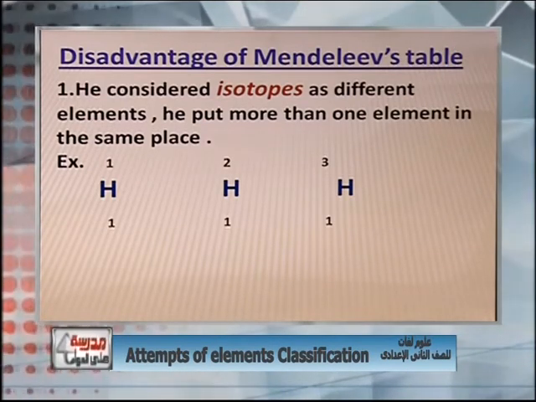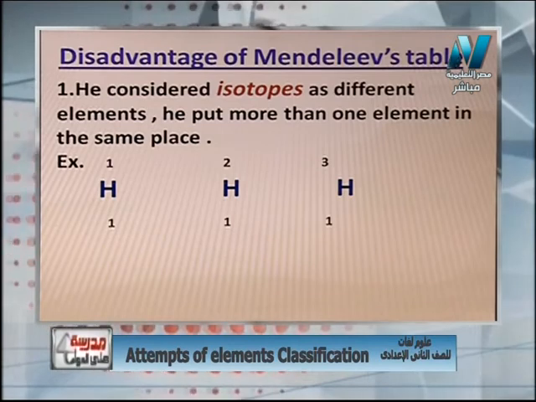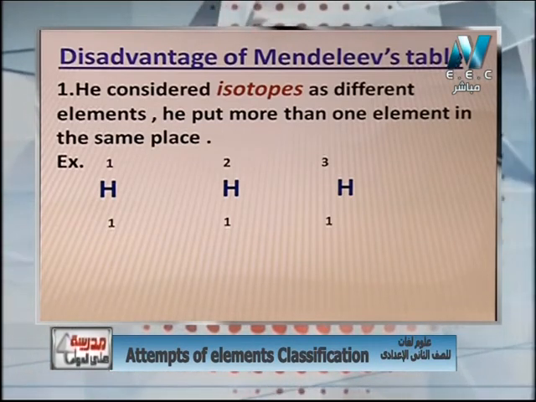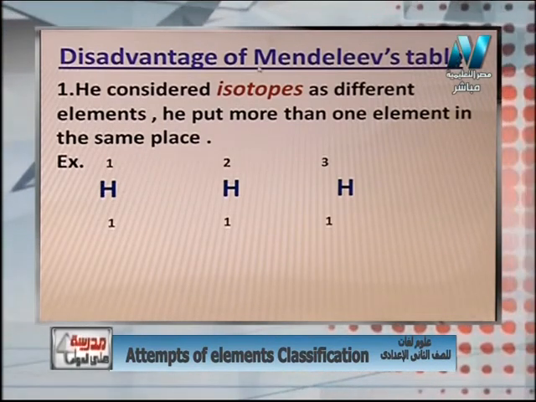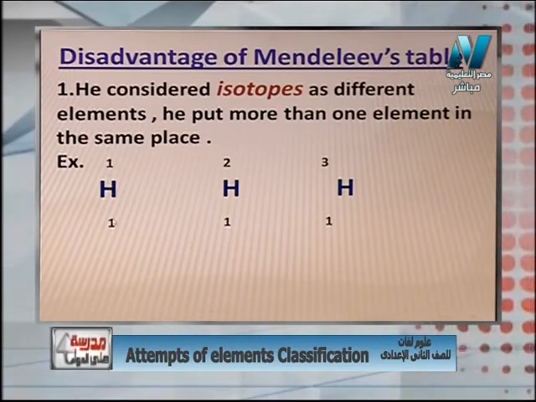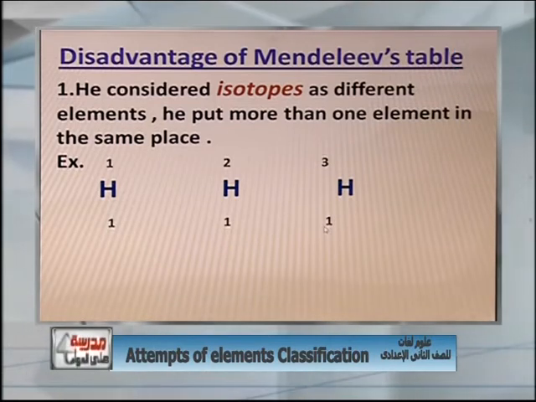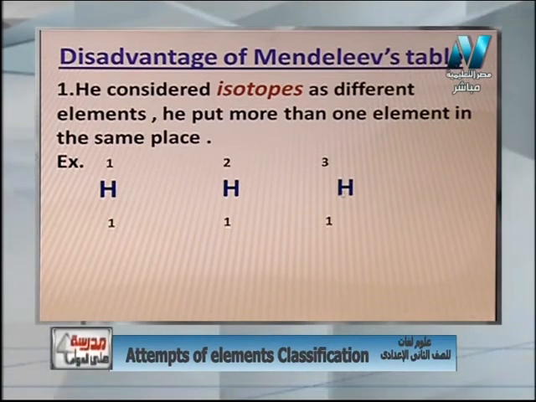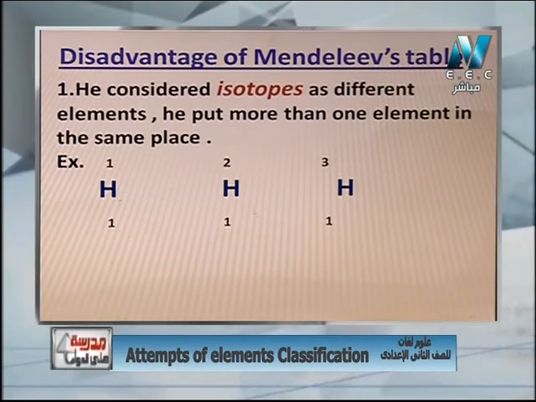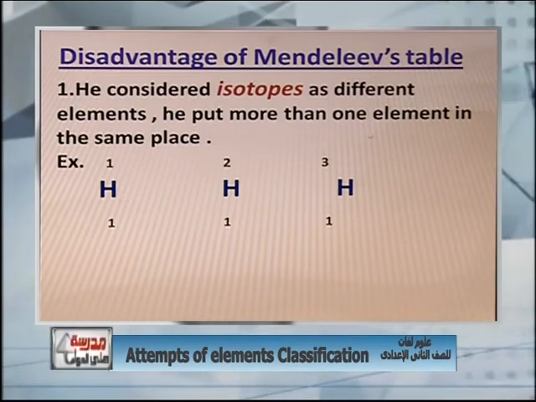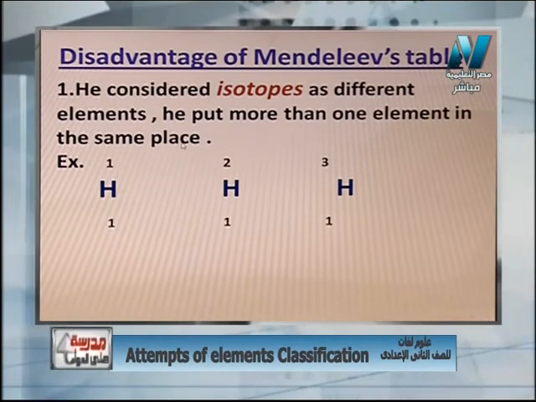So what is meant by isotopes? It is the element which has more than one mass number. What Mendeleev considered, each one of them is an element. This is an element, and this is an element, and this is an element. This was a wrong estimate from Mendeleev, because all three are only one element. So because he considered them as different elements, he put more than one of them in the same place.